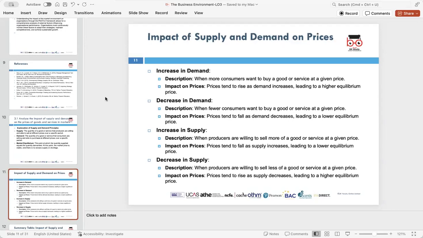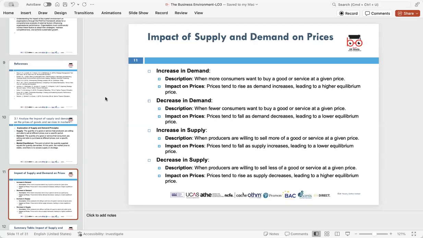Impact of supply and demand on prices. Increase in demand occurs when more consumers want to buy a good or service at a given price. Impact on prices: as demand increases, prices tend to rise, leading to a higher equilibrium price.